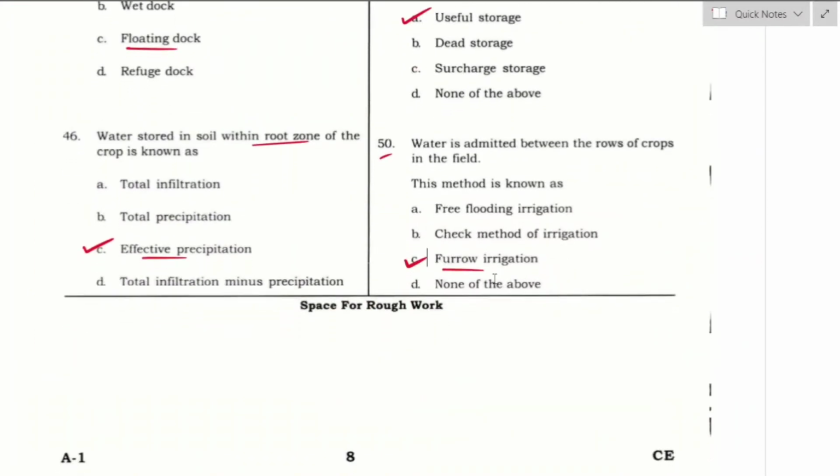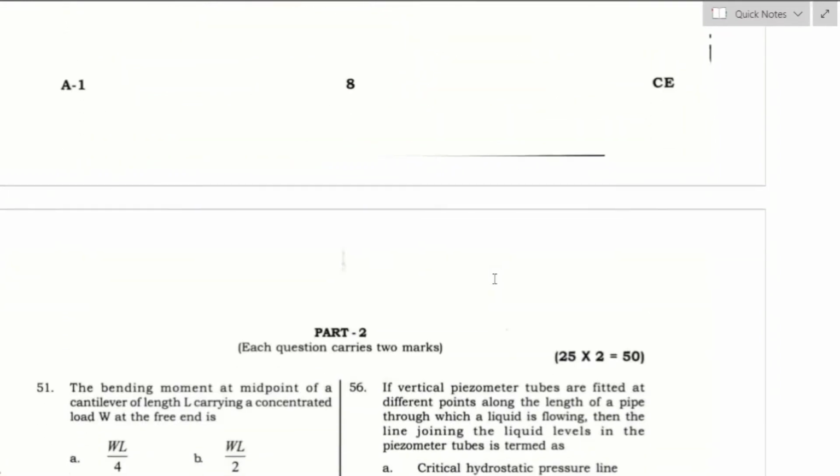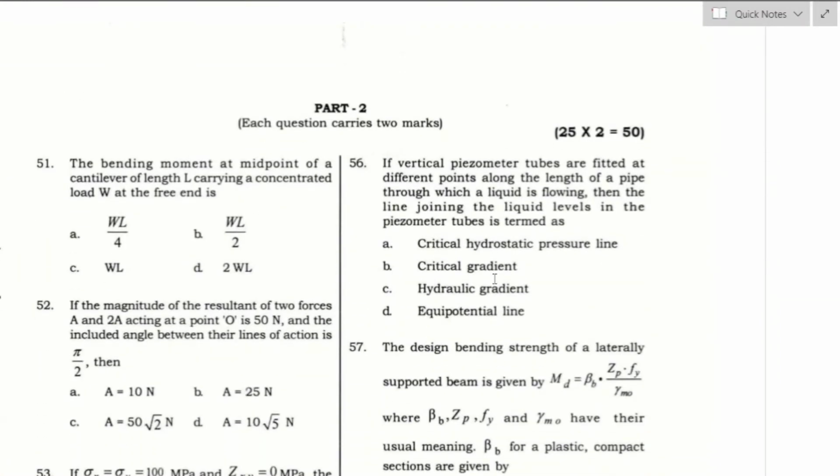So this completes the part 1 questions of this question paper. Now let's begin with the part 2 questions. Question number 51. The bending moment at a midpoint of a cantilever of length L carrying a concentrated load W at the free end is. So the maximum bending moment will be WL by 2. Option B is the right answer.